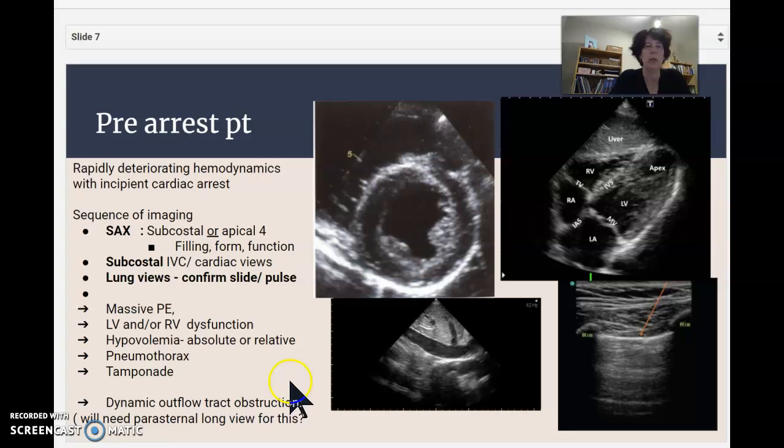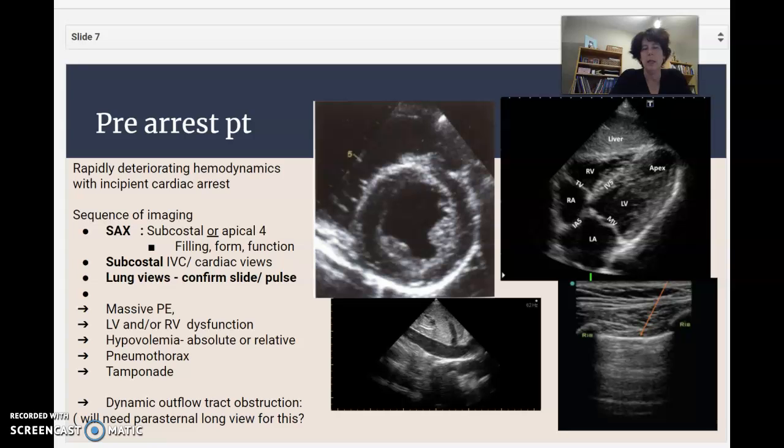The only one that you wouldn't get in these views really is a dynamic outlet tract obstruction. So if you still have really ongoing hypotension that you can't figure out, you will need to get a parasternal long axis for this to look at that anterior mitral leaflet. Okay, so that's the pre-arrest patient in terms of sequence of imaging and looking at diagnostics.